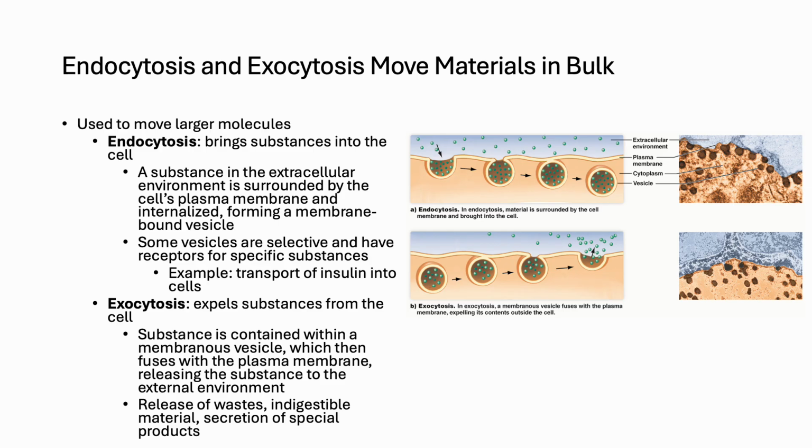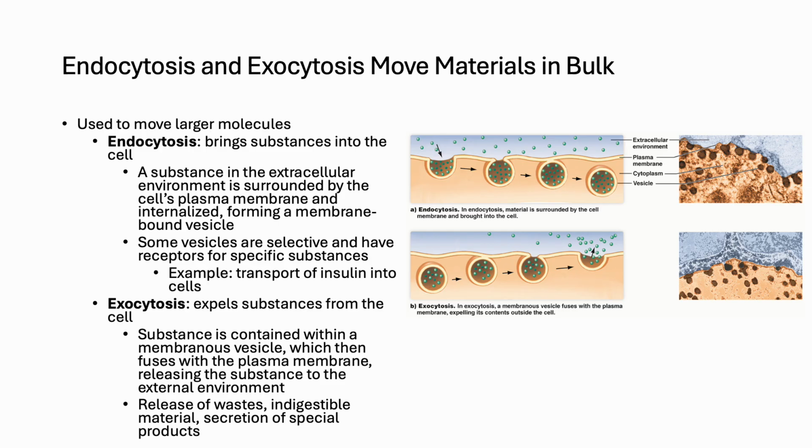Some materials are too large to move across the plasma membrane through channels or transport proteins. In these cases, cells use bulk transport processes known as endocytosis or exocytosis. In endocytosis, the cell engulfs materials by folding in parts of its plasma membrane, forming a vesicle that carries the substance inside. This is how cells take in nutrients, fluid, or even large particles. Endocytosis can be selective when receptor proteins capture specific molecules, such as insulin, before being internalized.